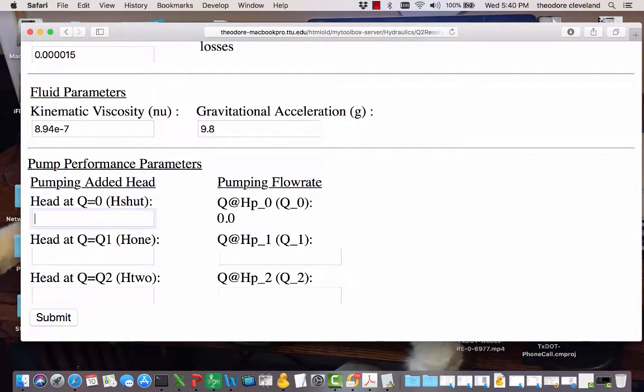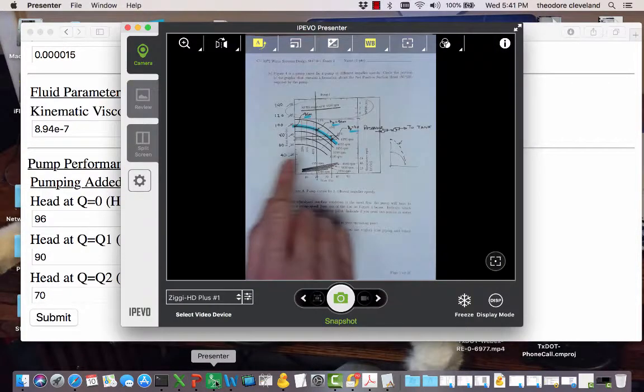At shutoff we have 96 meters. We have 90 meters at 0.02176, my guess. And we have 70 meters of head at 0.035. So that's taken off this curve.